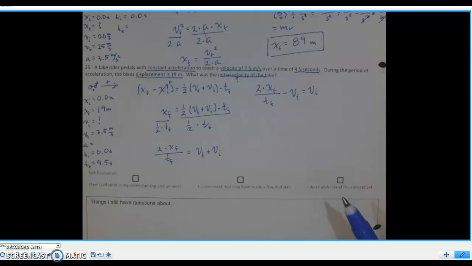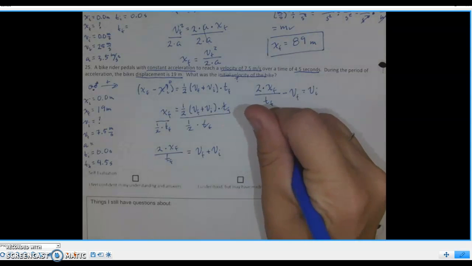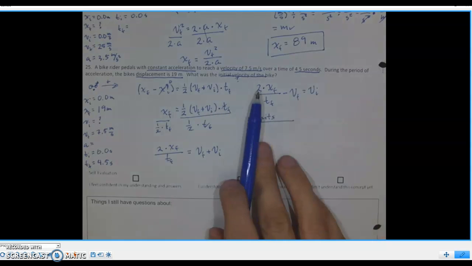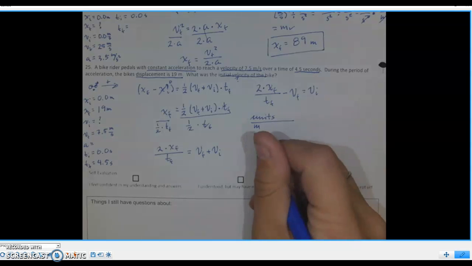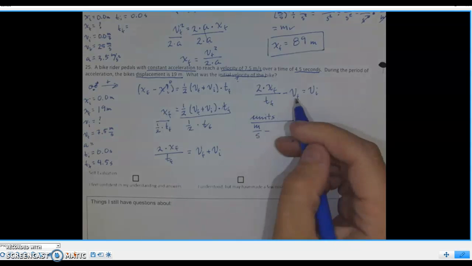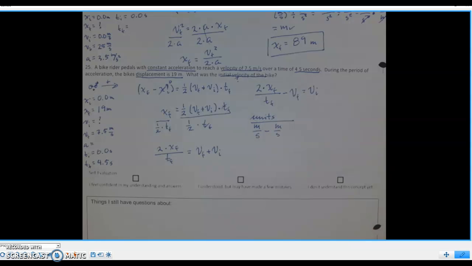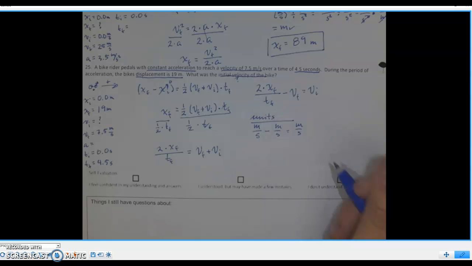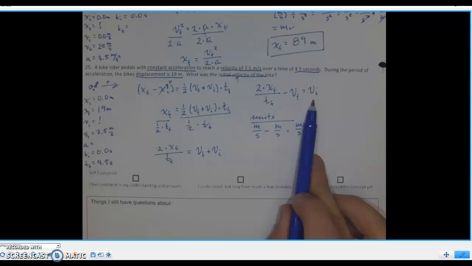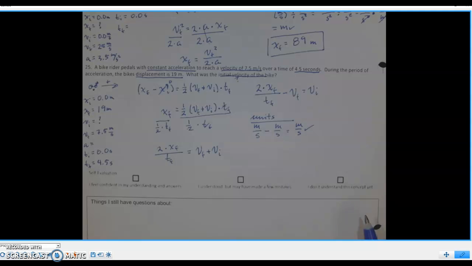I've rearranged my equation to solve for my unknown, and since I rearrange, I'm required to do a unit analysis, and then I'll end with my numerical analysis. Unit-wise, 2 is unitless, x is meters, divided by time, which is seconds. I'm going to subtract that from velocity final, which is meters per second. Well, meters per second minus meters per second just gives us units of meters per second. And that's good because this is a velocity. And I ended with units of a velocity, so likely I rearranged this equation correctly.